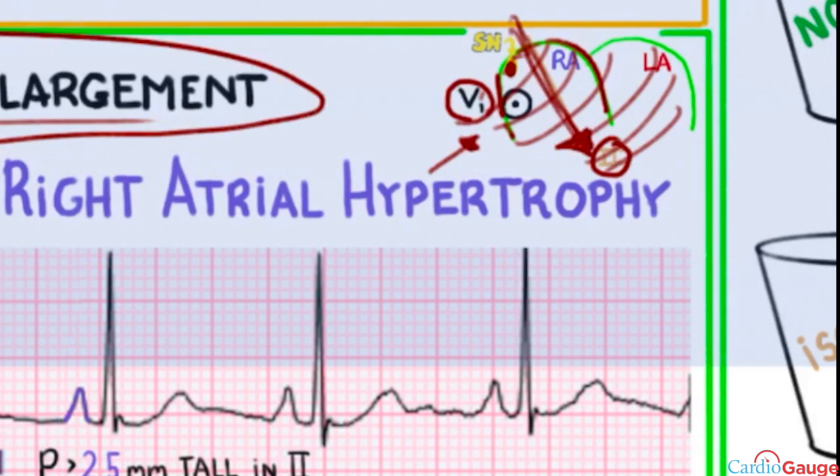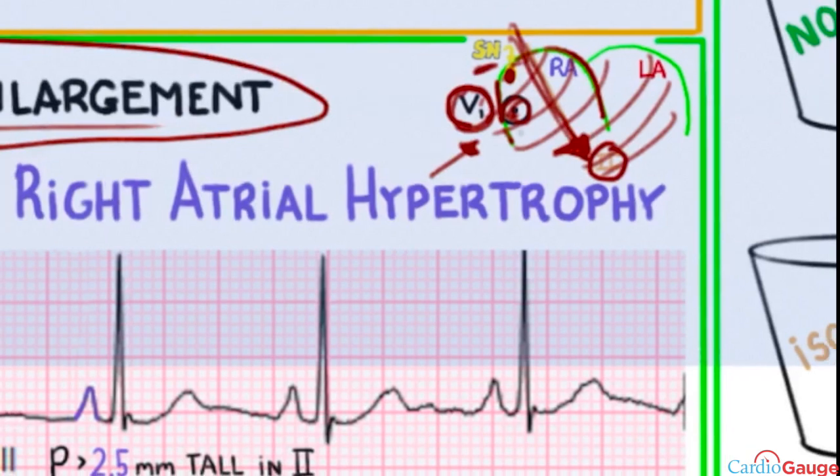So lead 2 tends to have the highest magnitude P waves. And V1 sits right over the right atrium. So the atria depolarize towards V1 because the sinus node's in the back of the right atrium. And that's also a really good lead for looking at atrial depolarization.